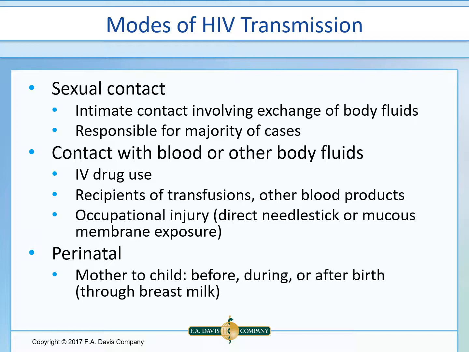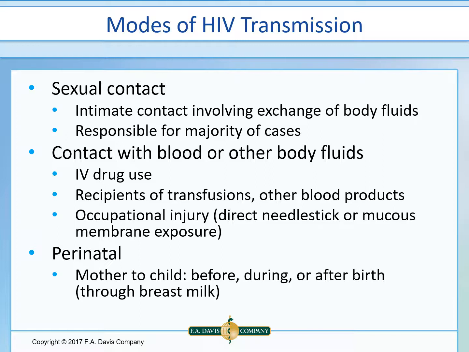So the transmission of HIV occurs through one of 3 major routes. One being sexual contact, the second contact with blood or other body fluids, and the third way is perinatally. The majority of HIV infections have occurred through sexual contact, through the exchange of body fluids. The second route of transmission, through IV drug use by exposure to infected blood or body fluids, occurs mainly through the sharing of contaminated needles.